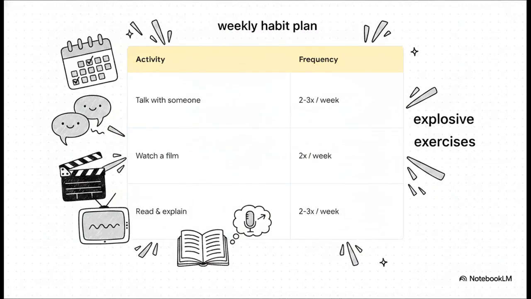And to really supercharge all of this, layer this broader weekly habit plan right on top. 2 to 3 times a week, talk with someone, like a friend or an app partner. Twice a week, watch a film or an episode with English subtitles and really try to copy the dialogue. And 2 to 3 times a week, read a short story or maybe an interview with the lead animator or a technical breakdown and just explain it out loud in your own words. Combining these routines will trigger absolutely explosive growth in your skills.